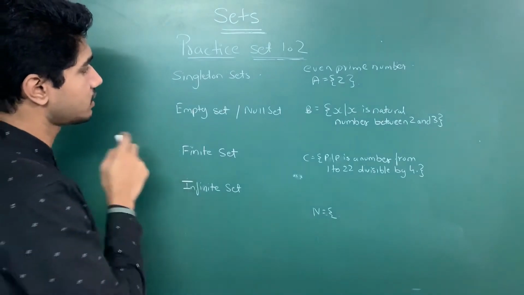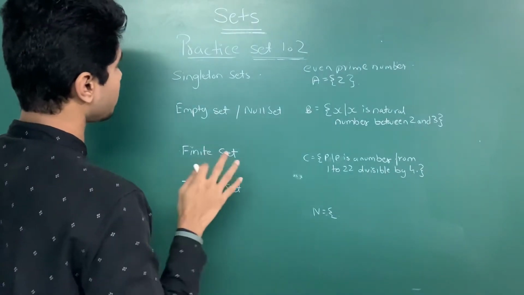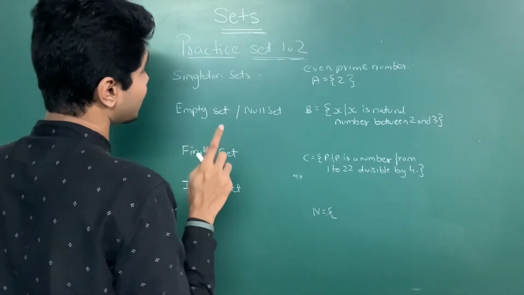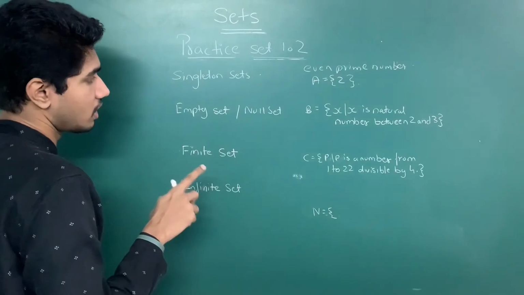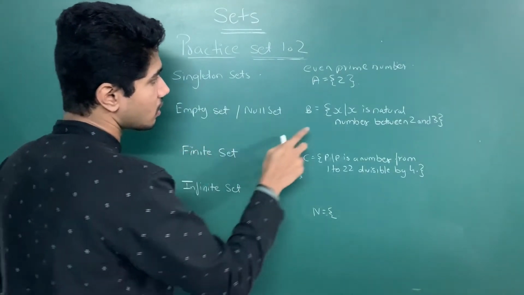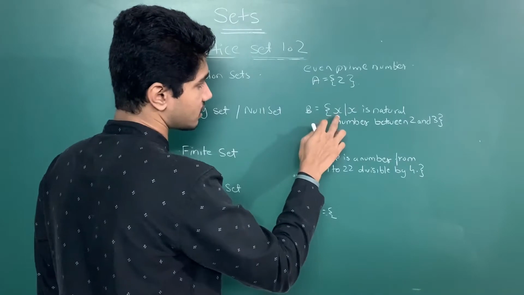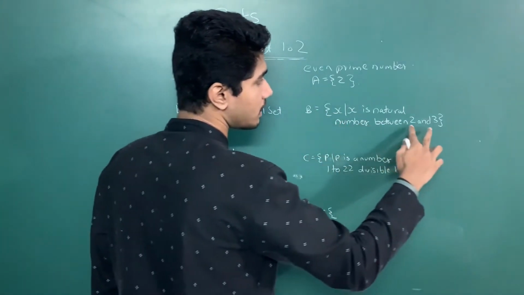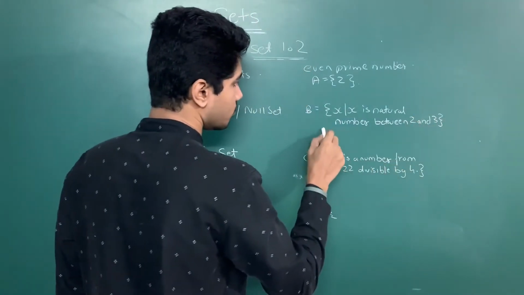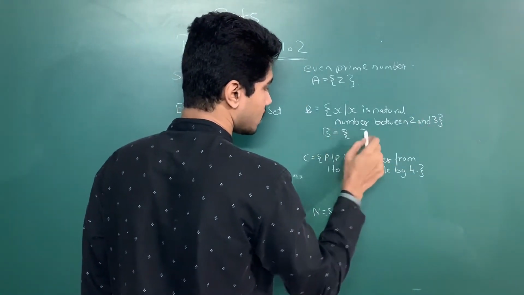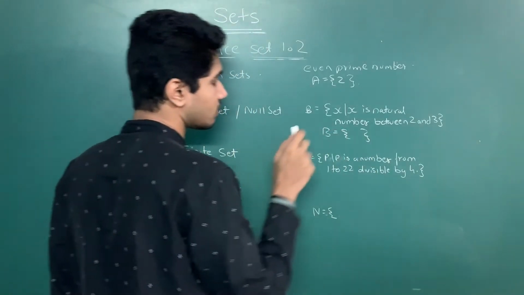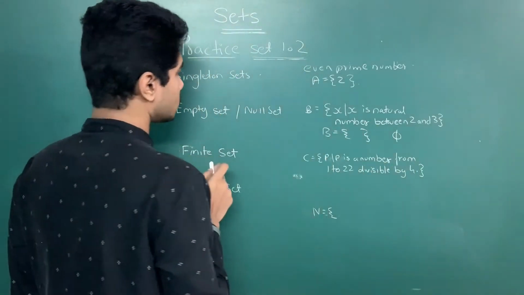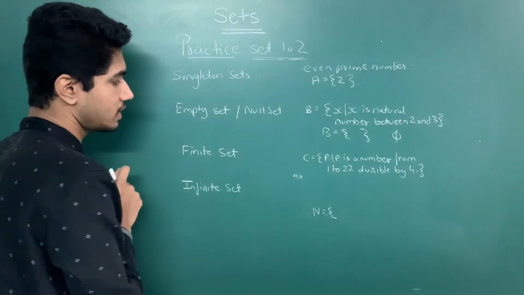Now, an empty set is a type of set where there is not a single element in the set that satisfies the given condition. For example, I have written here B is a set of x such that x is a natural number between 2 and 3. So there is no number between 2 and 3. Therefore B is equal to an empty set. This is how you denote an empty set, and the symbol for the empty set is phi. Empty set is also called a null set.